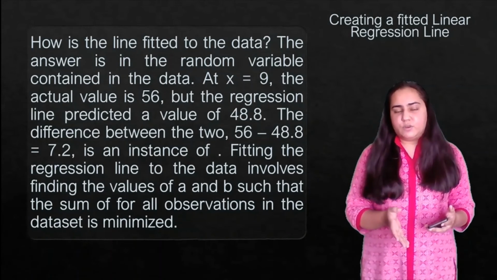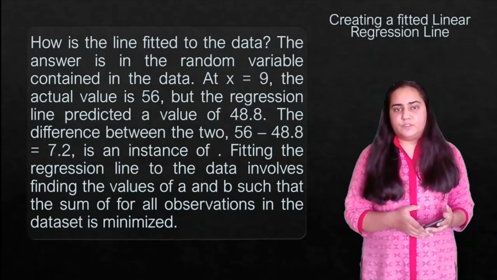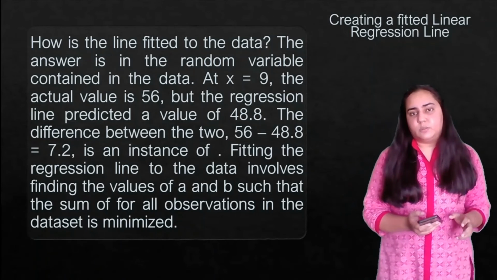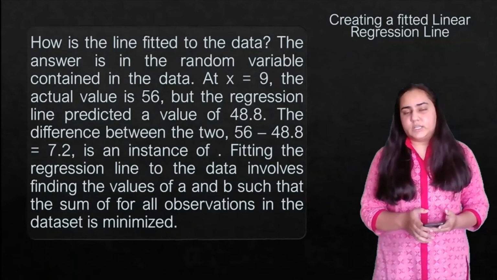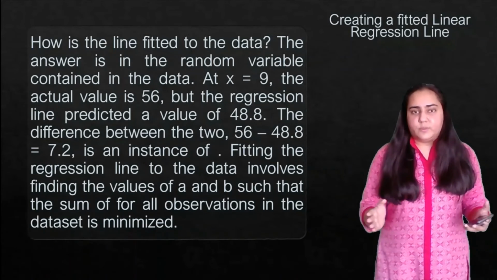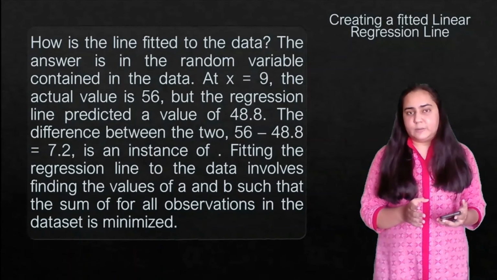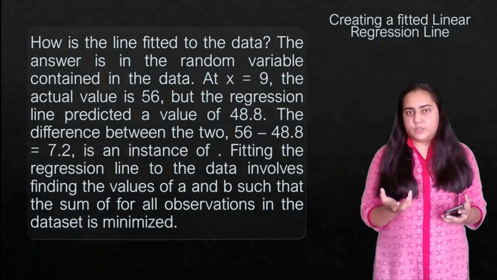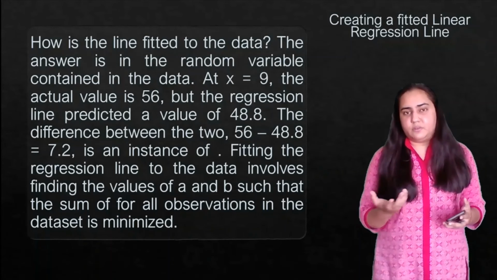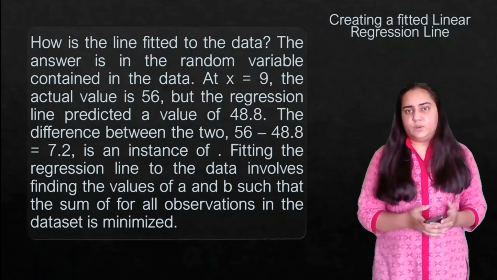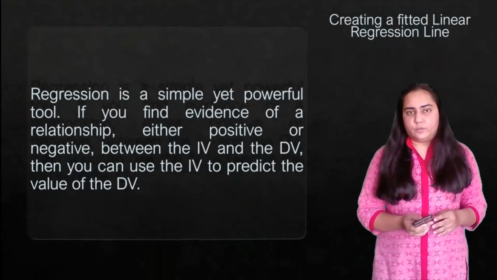Now, fitting this regression line to the data involves finding the values of A and B such that the sum of all errors in the data set is minimized. So what you want is for all the errors, the total random noise that is coming in, to be minimum. And that way you can create your fitted regression line. That's what you want from your data.